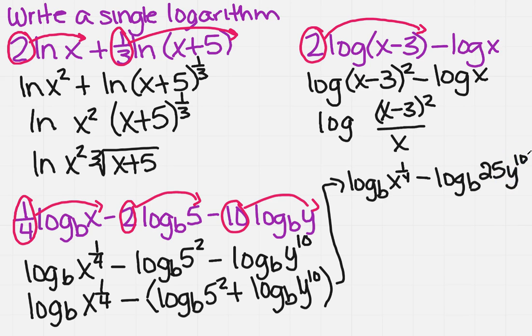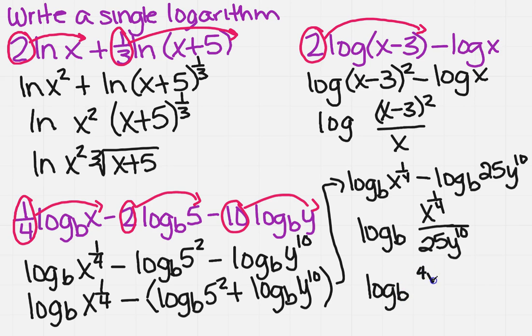Well, I'm not done yet, right? It's still got a minus sign in there. So now what I need to do is divide those. So this is going to become log base b of x to the 1/4 divided by 25y to the 10th. Just like what I did in the first one, you may want to rewrite this actually showing the radical. As far as I'm concerned, it's really not as big a deal. But again, if your instructor or whoever is grading it wants it, that's what you need to do. So either one of these would be your answer.